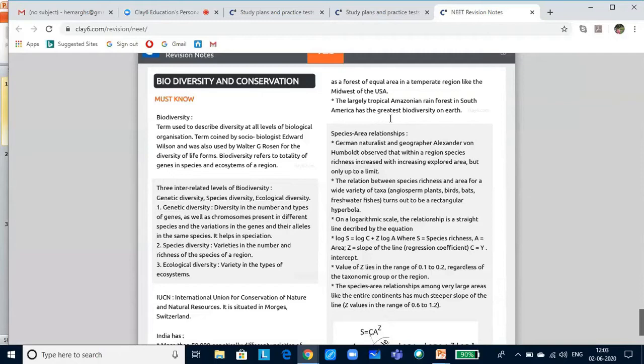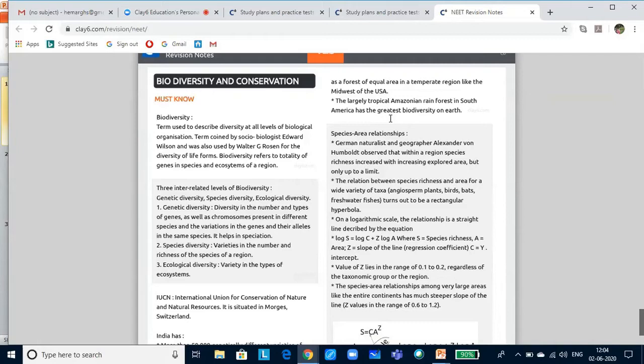Biodiversity and conservation. The term biodiversity was popularized by the sociobiologist Edward Wilson. Biodiversity is the heterogeneity existing at different levels of biological organization in a biosphere.